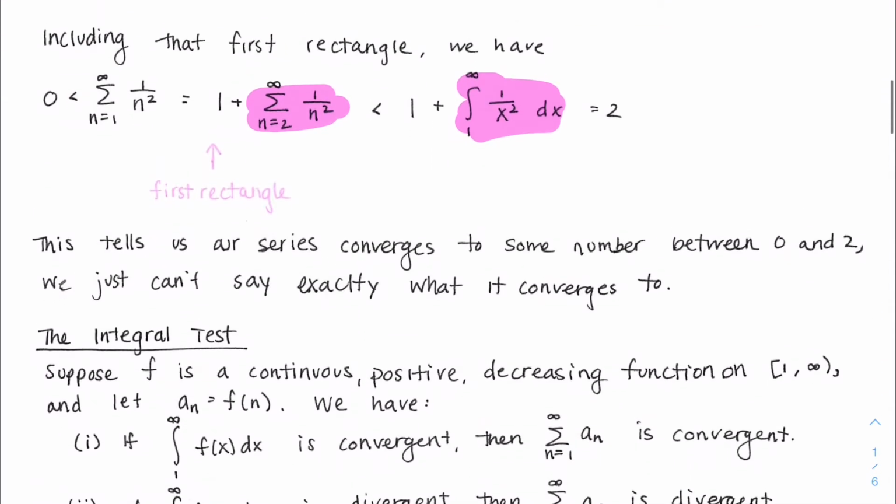So if you have a continuous, positive, and decreasing function from 1 to infinity, then if you have a series that's similar to it, if the integral is convergent, the series must also be convergent. So they kind of have to do the same thing. If the integral is divergent, then the series also has to be divergent as well.